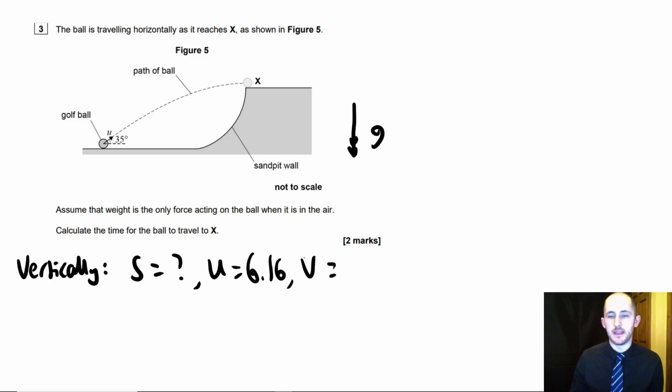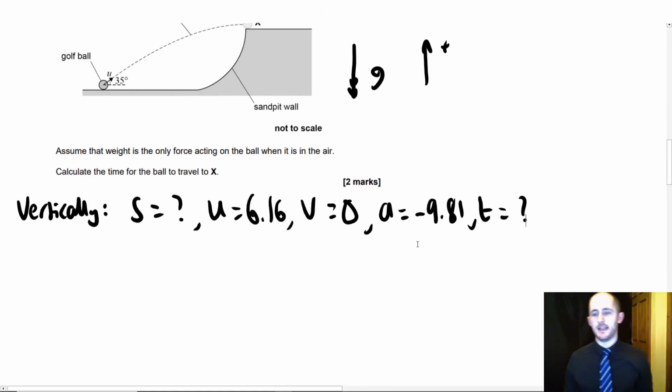Now what would V be? Well, V, when it reaches this top, if you look, it says it's travelling horizontally, which means there is no vertical component to its velocity, which means its velocity must end up at 0. Again, you can't assume this unless they give you a hint in the question. Acceleration, well, we already know what acceleration is. Again, I'm going to take upwards as positive because I've already kind of implied that. So it's minus 9.81. Time, I don't know, but that's what I want. So I want U, V, A, and T in an equation. So what could we use?